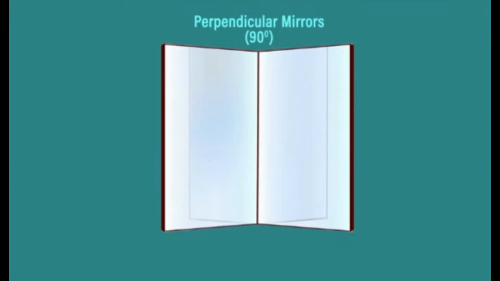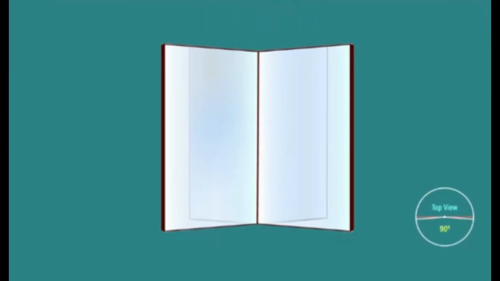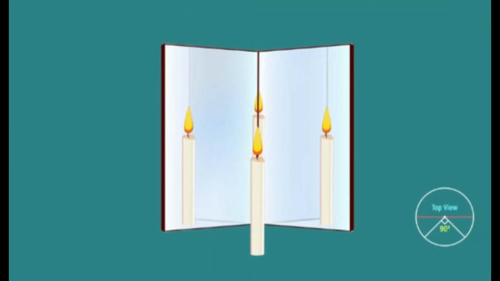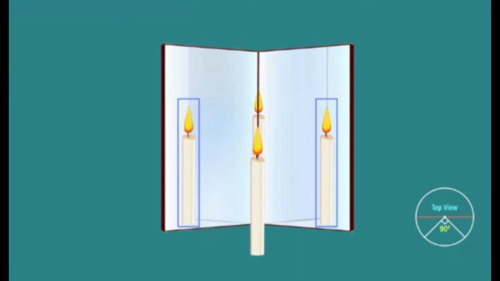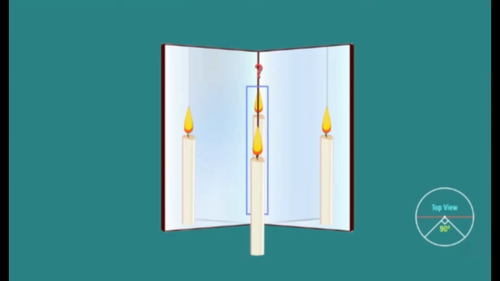If I keep a candle exactly in between two perpendicular mirrors here, how many images will be formed? When the mirrors are kept perpendicular to each other, 3 images can be seen. Now the formation of 2 images must be obvious to you. These 2 images are formed due to the light rays from the candle falling onto the mirror surfaces. What about the third candle you see there? How is it formed? The light rays from the candle, when incident on the 2 mirrors, get reflected and form this.